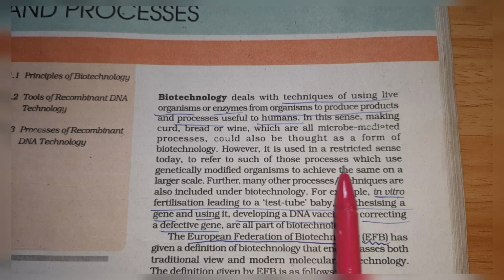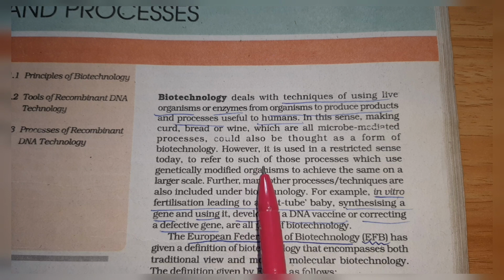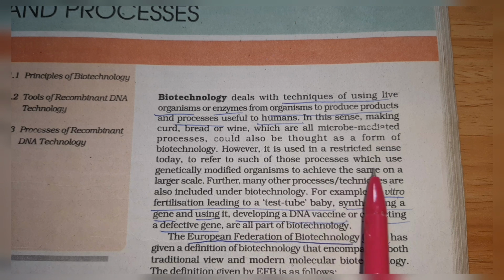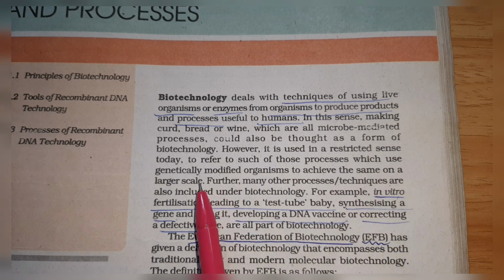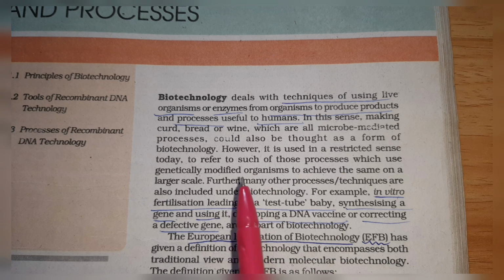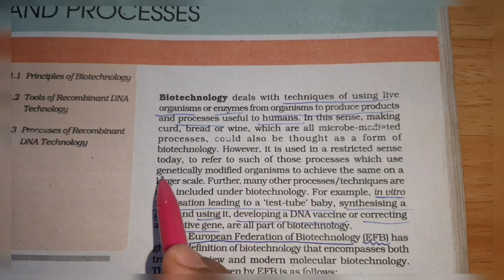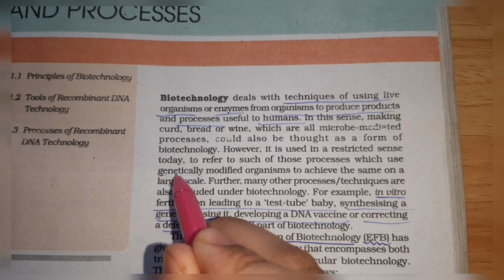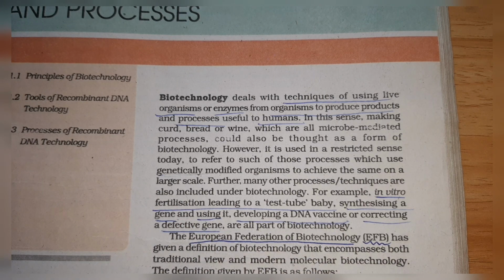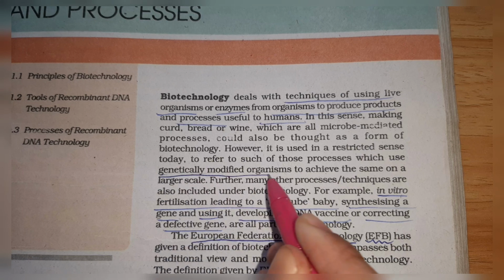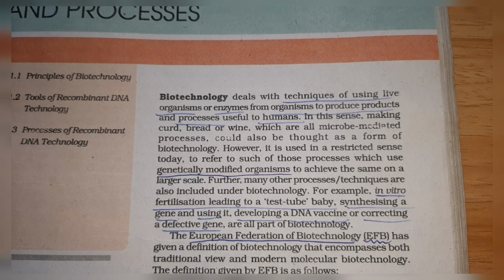However, it is used in a restricted sense today to refer to such of those processes which use genetically modified organisms to achieve the same on a larger scale. But to be specific, we use biotechnology in that form where there are genetically modified organisms. For example, if we look at the E. coli example only, in that E. coli bacteria we have genetically introduced the insulin gene of humans. So therefore they are producing that insulin which is useful to us with the help of our own gene. We have genetically modified it.